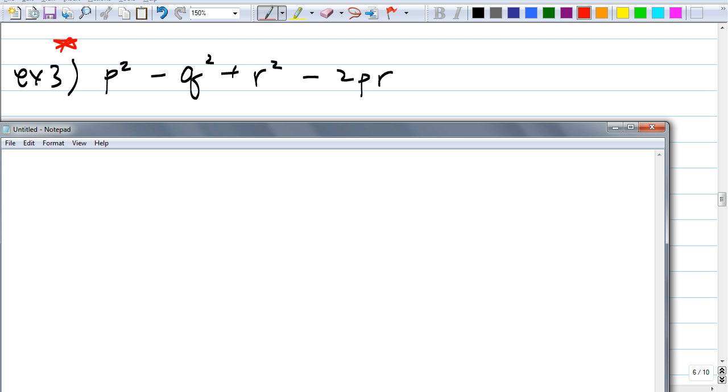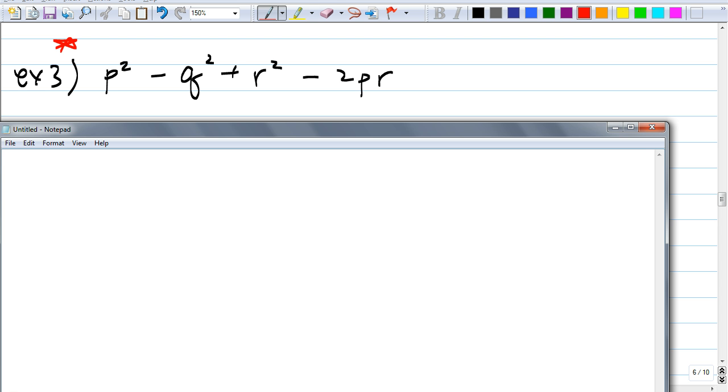So it says p squared minus q squared plus r squared minus 2pr. Now, why do you think I have a star there? Sarah, you think you know why? Why? 2pr is at the end. So they're not really nice, are they? Why are they not so nice? Anybody see what they did here? They weren't so nice in this one. Sarah said it, but what is it? Yeah, Austin? Yeah, they messed up the order.